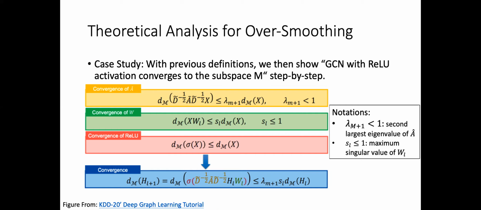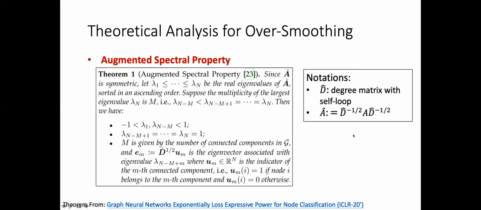So this lambda m plus 1 is the second largest eigenvalue of A hat, which means it does not belong to the lambdas in this set.